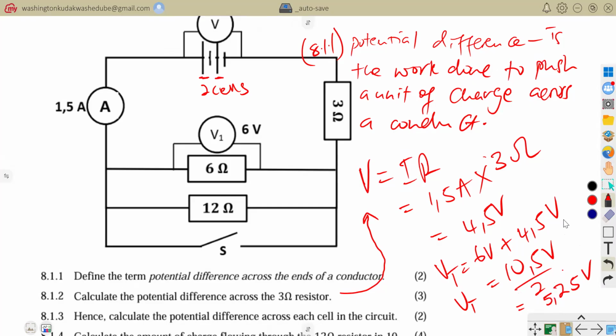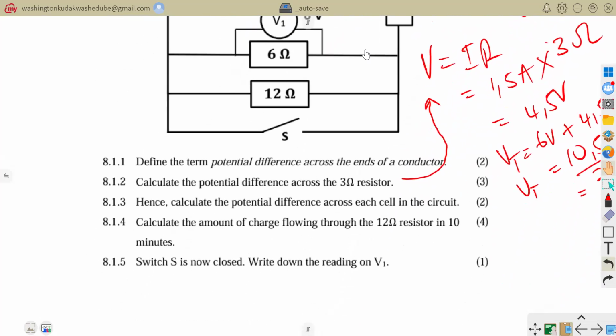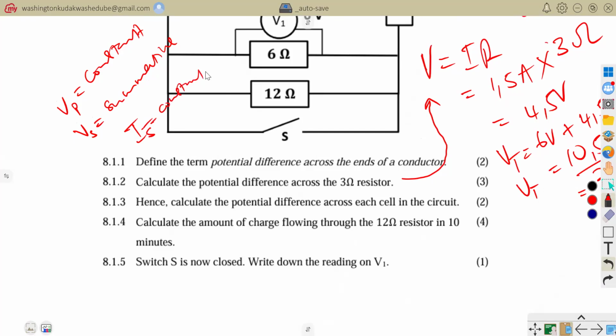So I'm saying whenever you are given a circuit, you need to look into how the circuit is related in terms of what? Parallel and series circuit. Voltage in parallel will remain constant. So voltage in parallel, you would know that voltage in parallel is constant, but voltage in series is what? Is summative. And then current that is in series is constant. And then the current that is in parallel is the one that is what?